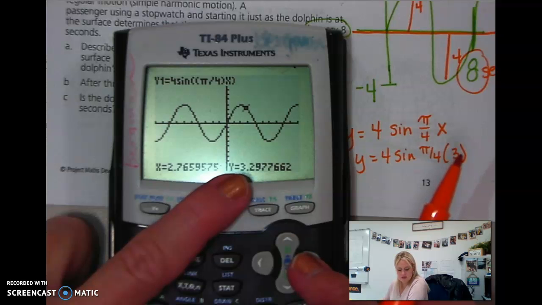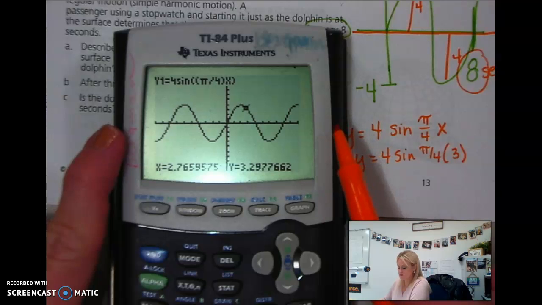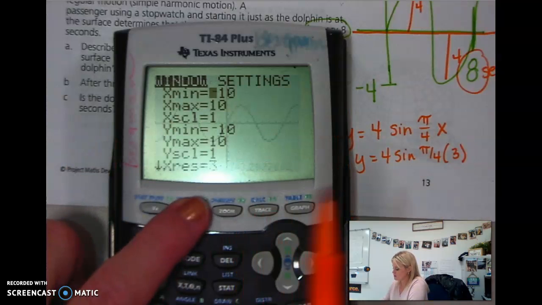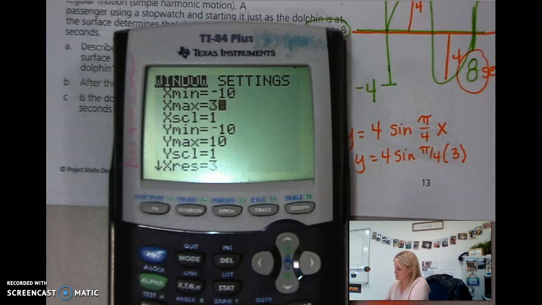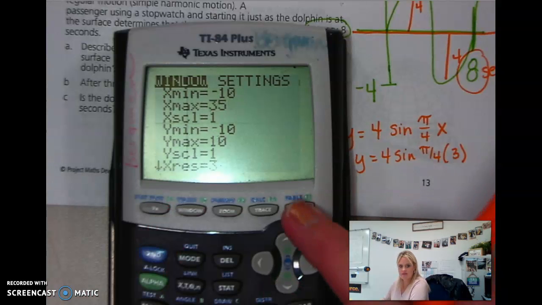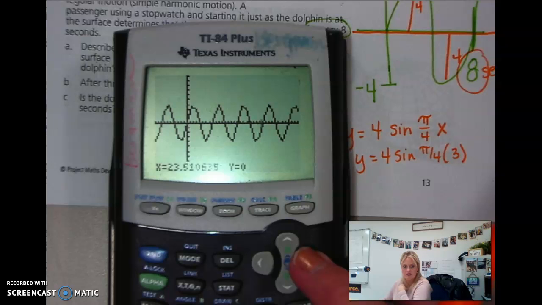If I asked you where the dolphin was after 37 seconds, well, then we would have to expand our window. So you could go to your window and make your X maximum. We need to be at least 30 seconds, so I'm going to say 35. I'm going to hit my graph. There's the dolphin going in and out. And now when I trace, I'm going to follow my X all the way to around 37 seconds.